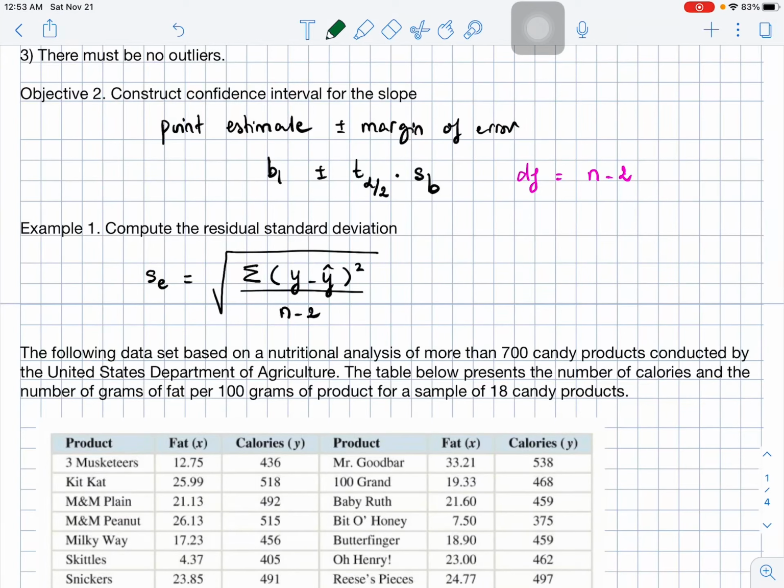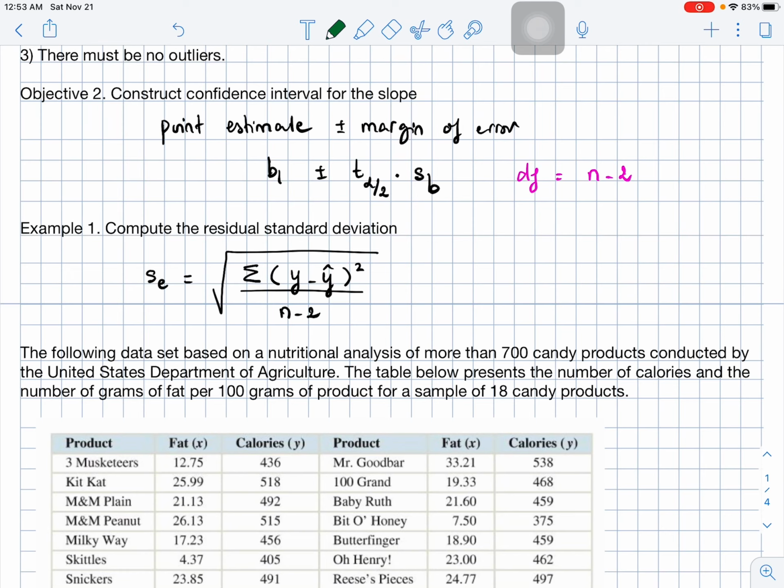Objective number 2: construct a confidence interval for the slope. The formula to find the confidence interval is the point estimate plus or minus the margin of error. We know that b1 is the slope for the sample, so the slope for the sample is the point estimate, plus or minus the margin of error. We calculate the margin of error as the t critical value times s_b.